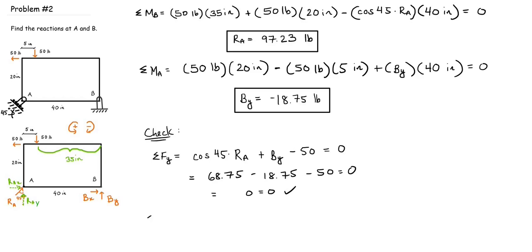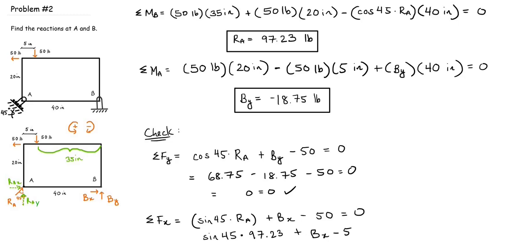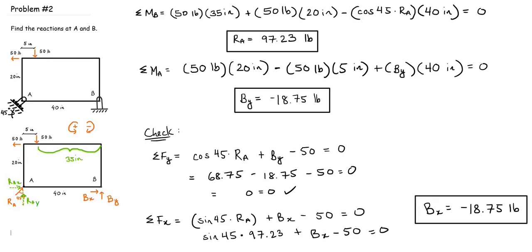Finally, we can solve for B of x using the sum of the forces in the x direction. This is equal to sine of 45 times the reaction force at A plus B of x minus 50 is equal to 0. Substituting in the value for the reaction force and solving for B of x, B of x is equal to minus 18.75 pounds. So there you have it, guys.